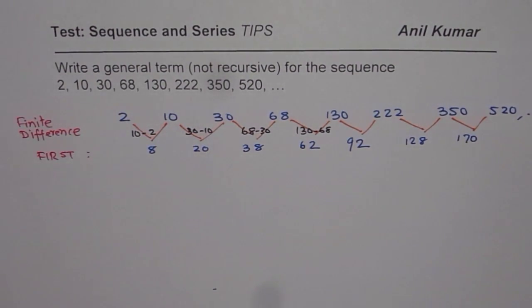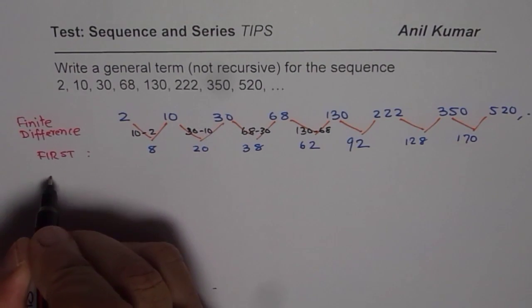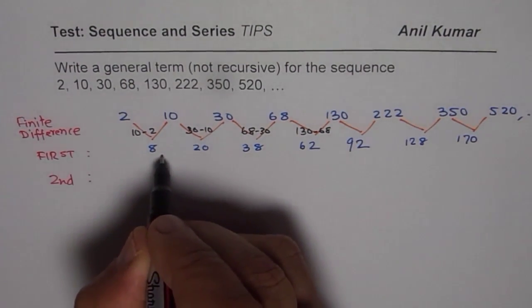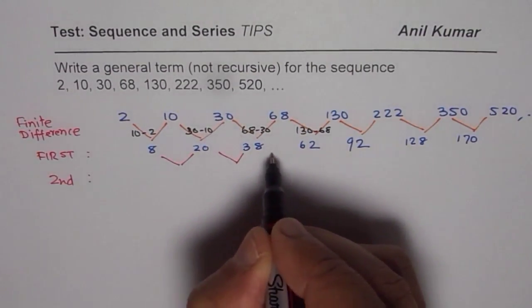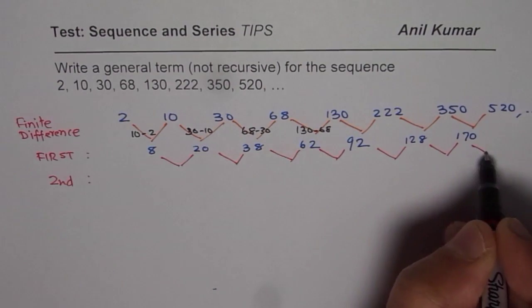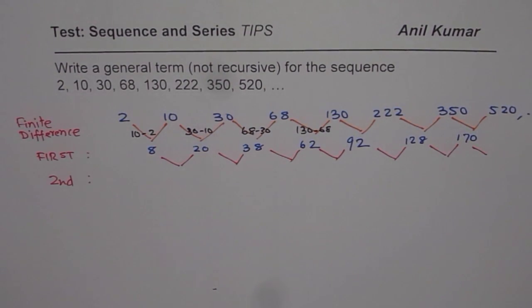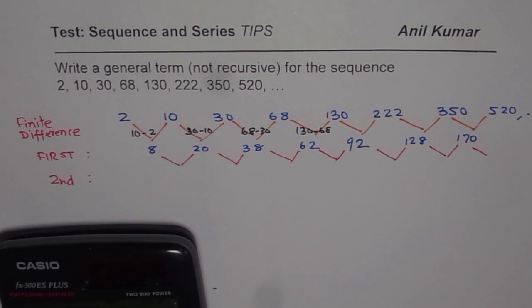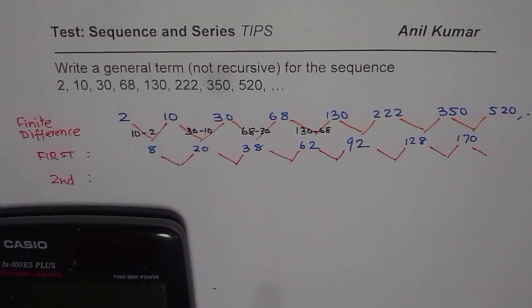Well, it doesn't really help us much, so we'll find the second difference, right? So let's write the second difference like this. Again we'll find the second difference for these numbers. I hope you're also solving on your own, so please solve and then find the answer. Now we'll do 20 minus 8 equals 12.